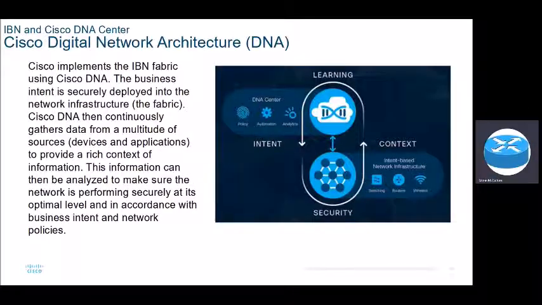Okay, so Cisco's digital network architecture, or DNA, implements the IBN fabric using Cisco DNA. And so the business intent is securely deployed into the networking infrastructure, the fabric. Cisco DNA then continuously gathers data from the multitude of sources, so devices and applications, to provide a rich context of information. This information can then be analysed to make sure the network is performing securely at its optimal level and in accordance with business intent and network policies.